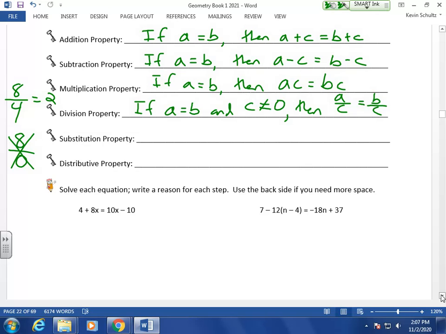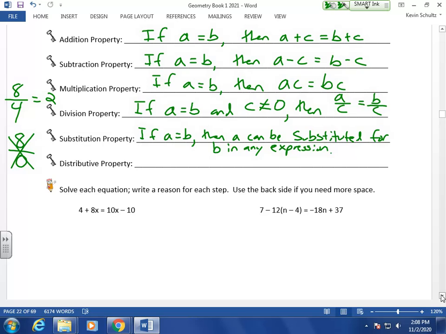The substitution property. I should have 2 lines for this, so write kind of small here. If A equals B, then A can be substituted for B in any expression. It'd be helpful if I spelt it right. Substituted for B in any expression. If A equals B, then A can be substituted for B in any expression.